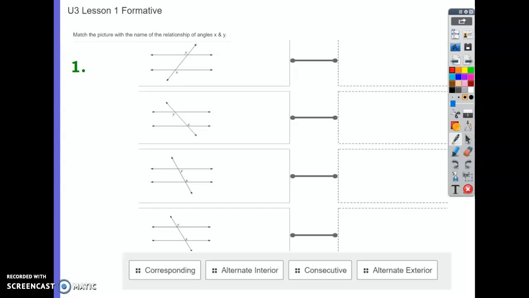Okay, geometry, I'm going to go over the Unit 3, Lesson 1 formative. So we're supposed to match the picture here with the name of the relationship. All right, let's see. These are relationships that you'll just need to memorize.